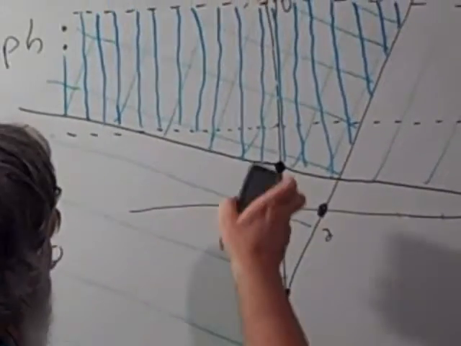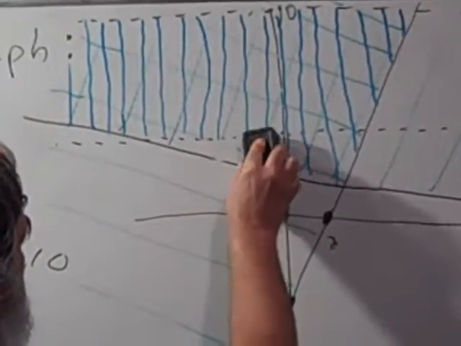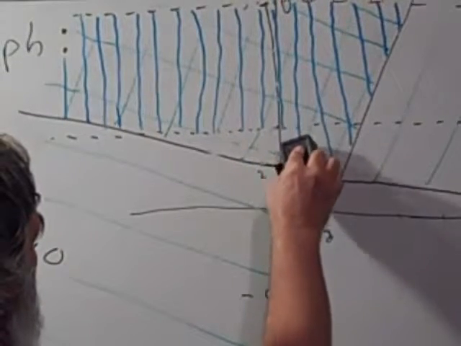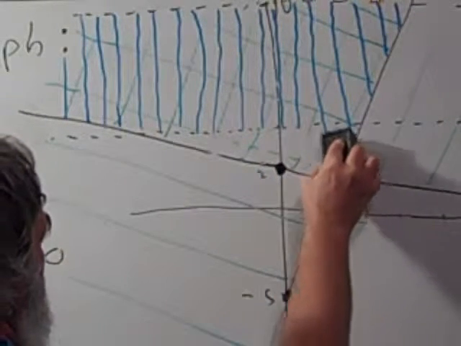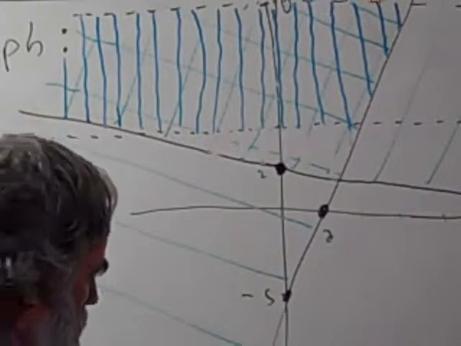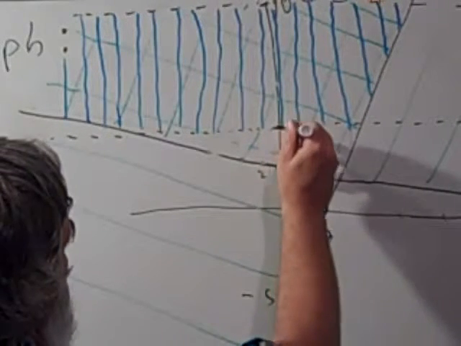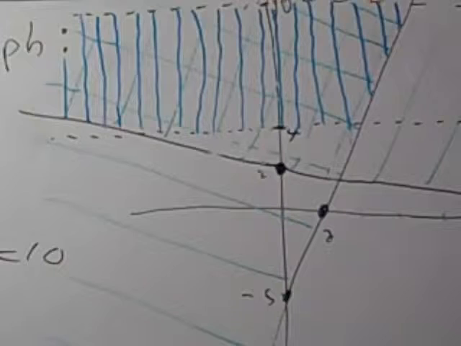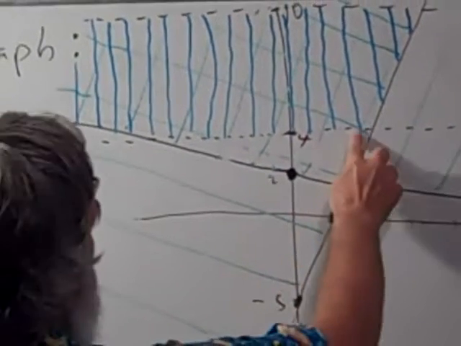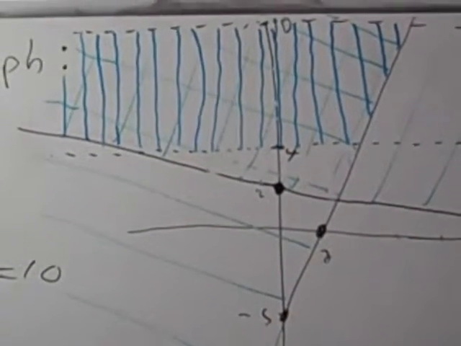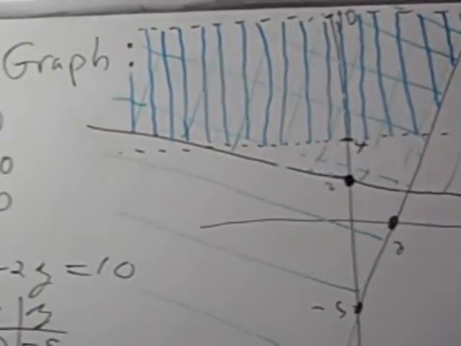And I made a mistake here. This is not shaded here. It's between the dotted line at a height of 4. This is 4 on the y-axis, and a height of 10. So only the stuff in between those two dotted lines is shaded. That's the solution to this linear system.